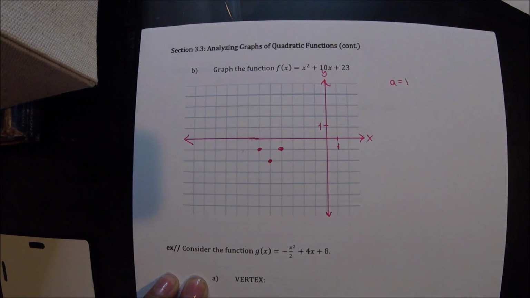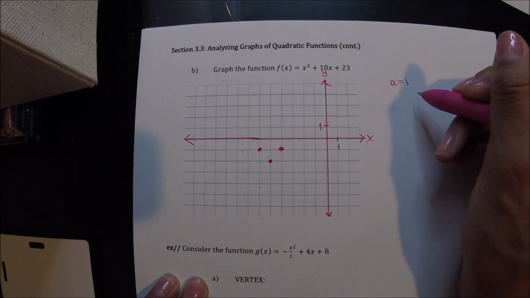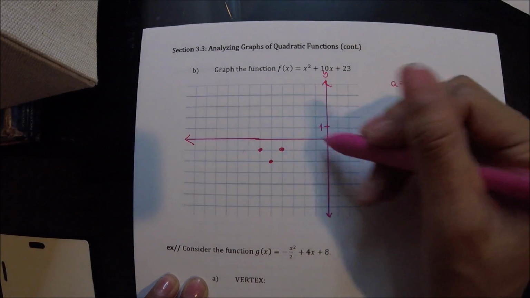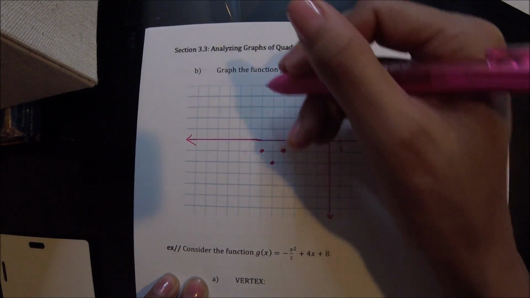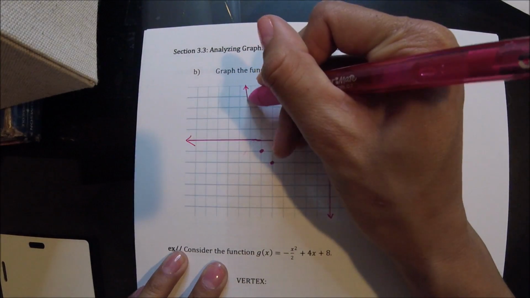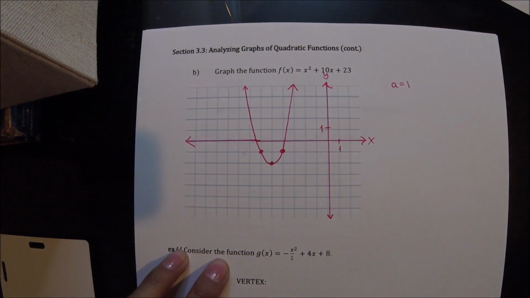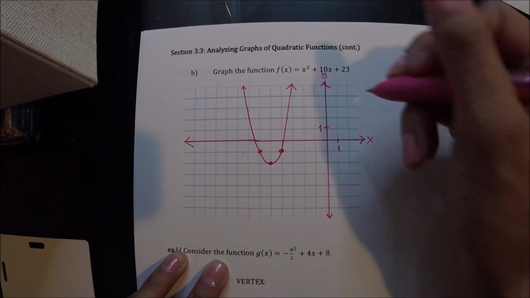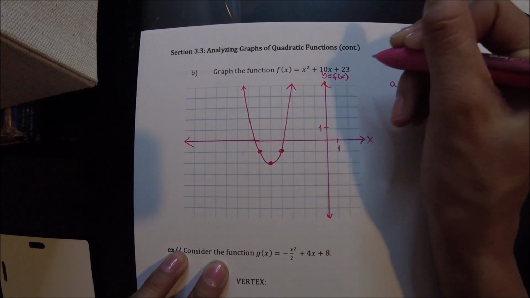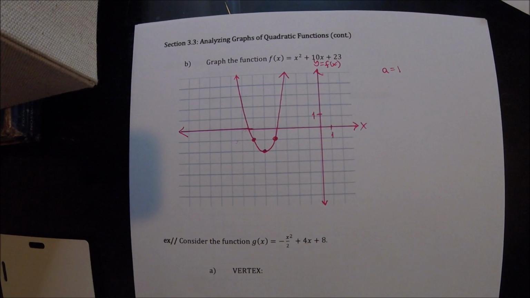That gives us some more points. And then you're welcome to plot even more points if you want. Plug in different numbers for x and see what y is going to be, and you can plot those. But this is fine for us. And this could also be called f of x there. And that's our graph.